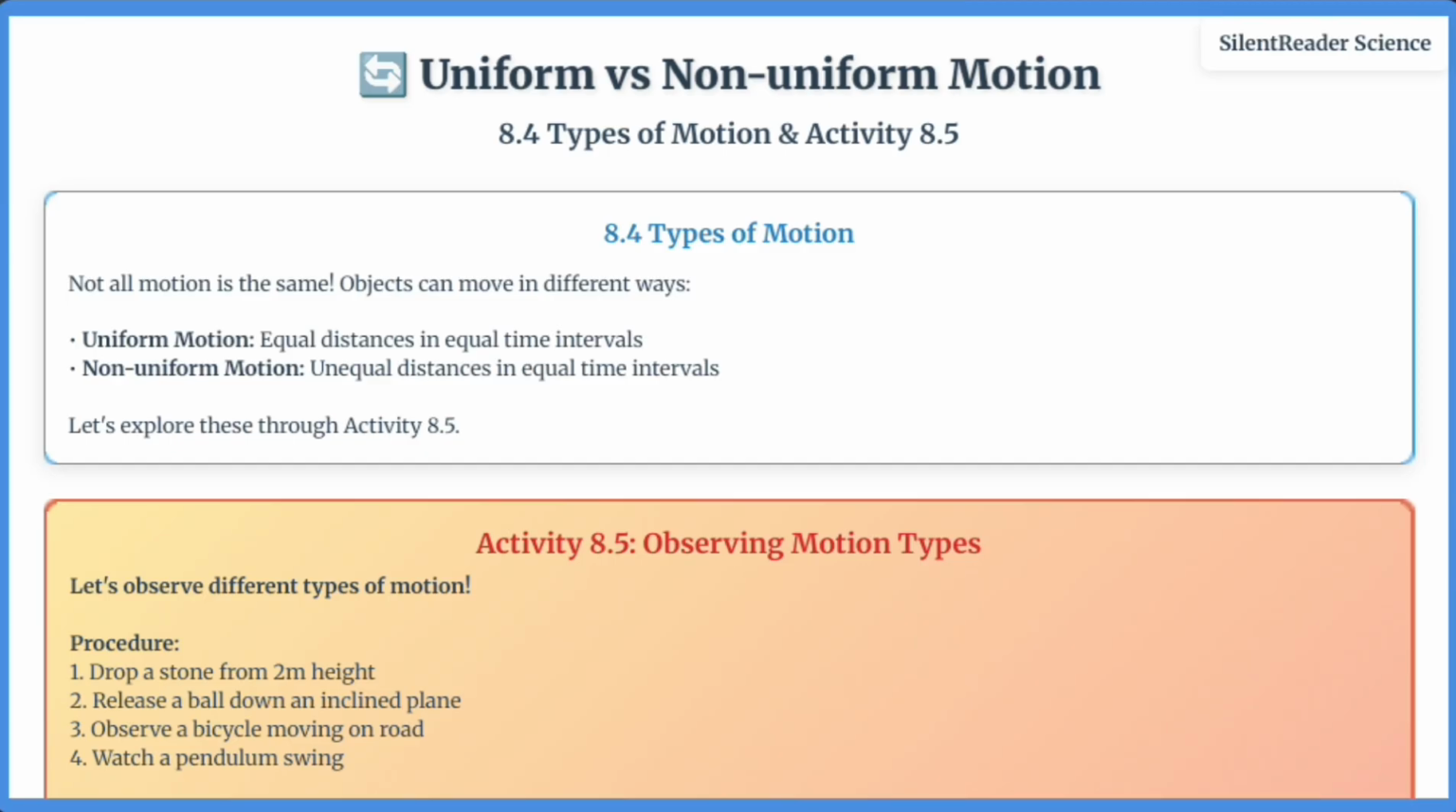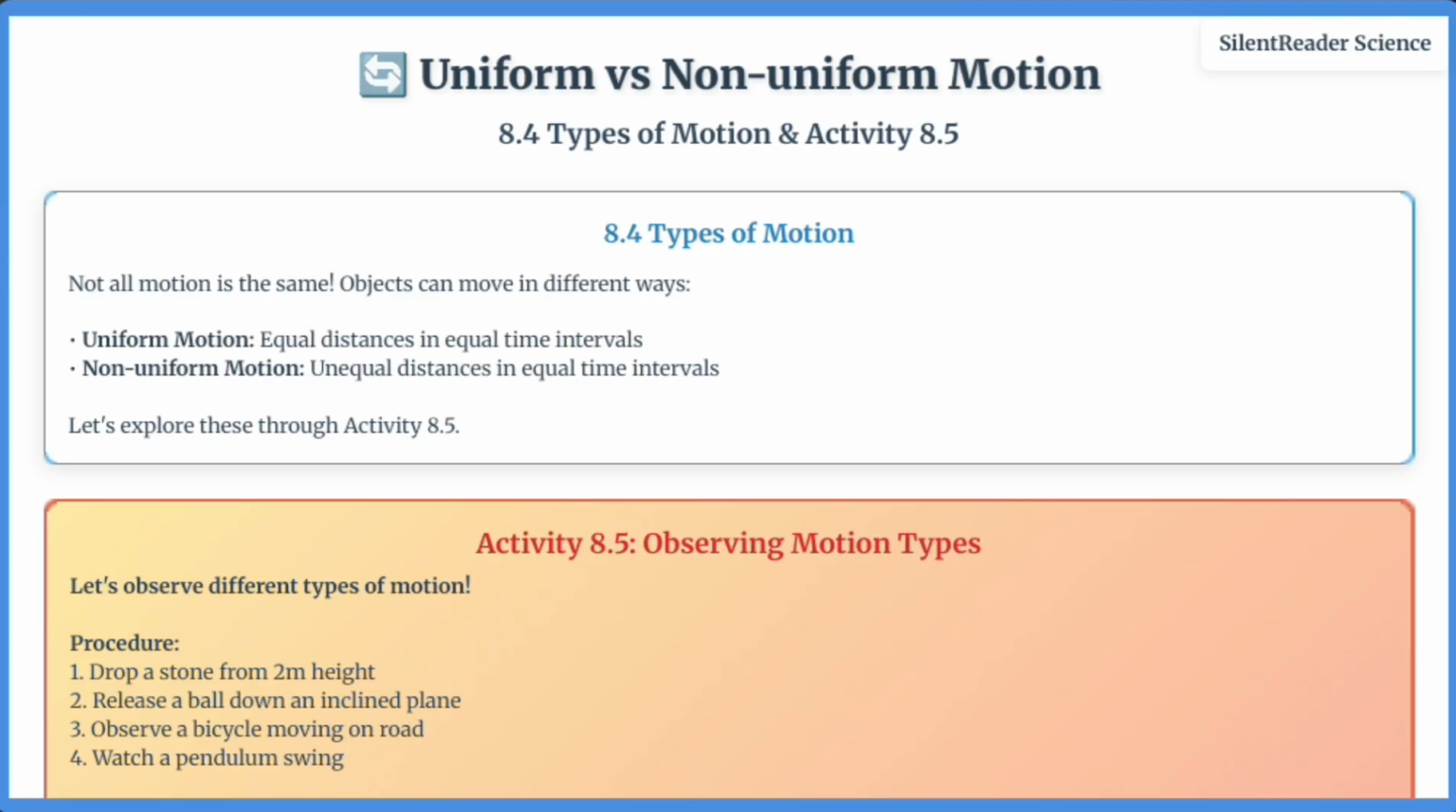In Activity 8.5, we observe different types of motion by dropping a stone, releasing a ball down an inclined plane, observing a bicycle on road, and watching a pendulum swing. We find that most everyday motion is non-uniform.